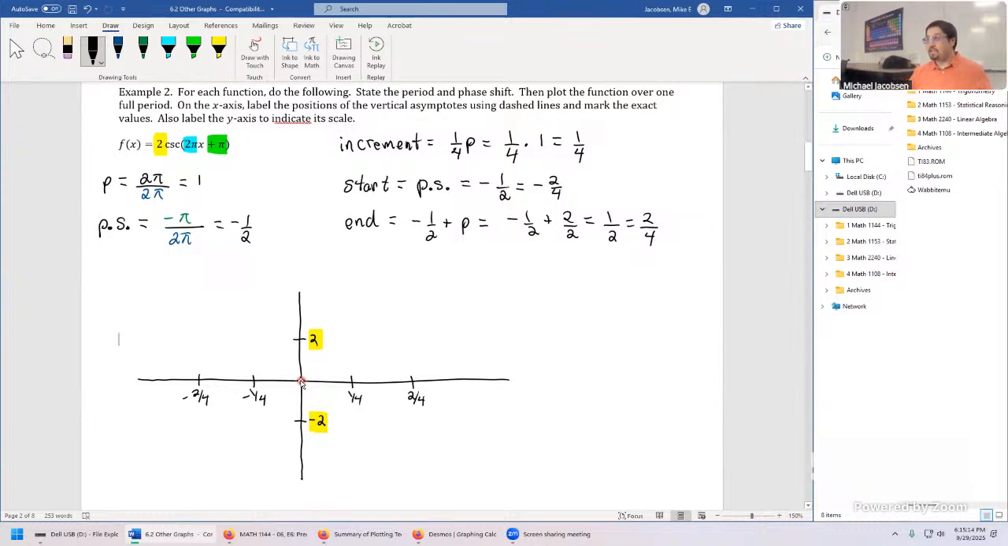And the new thing about the cosecant wave is we have vertical asymptotes. But this is all the setup so far. And if we were just plotting sine, we would have taken these exact same steps. Any questions at all, folks, to this stage?